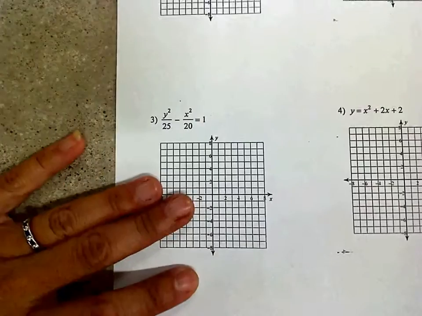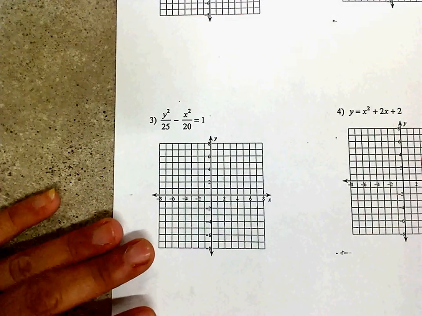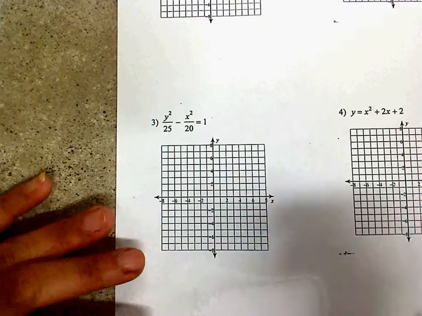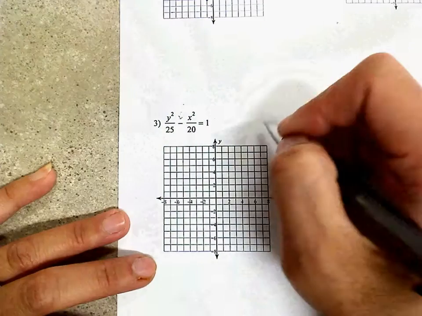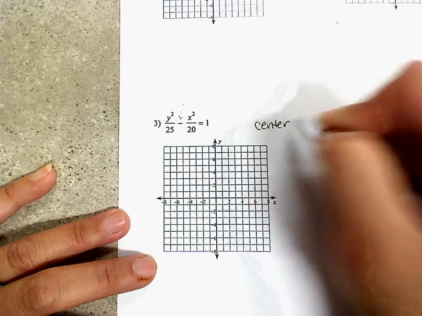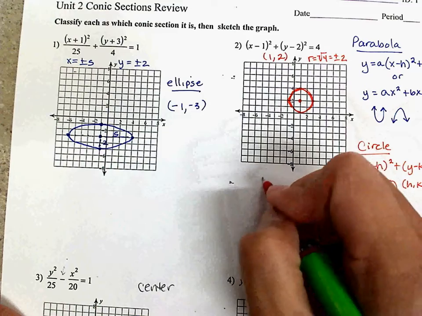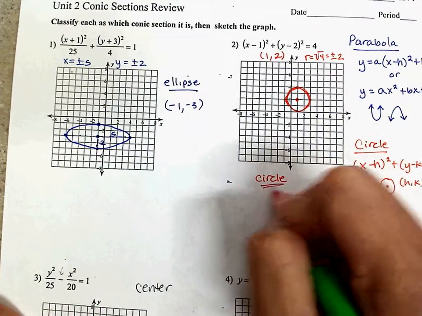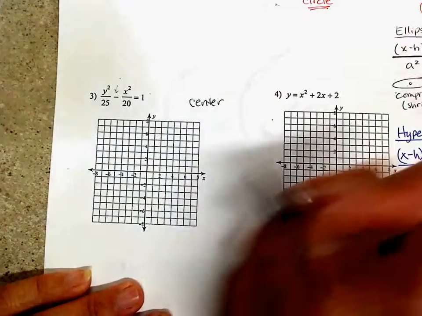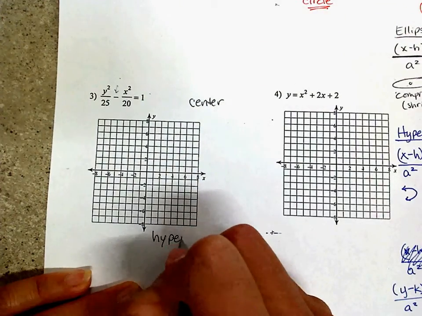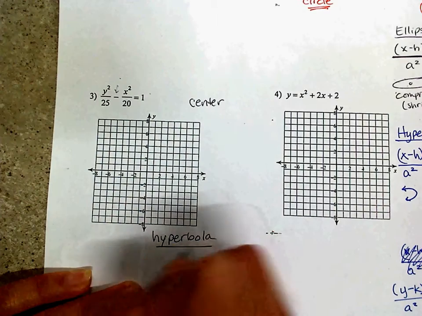Number 3. This one here is your hyperbola. Why? Because it has a minus right there. Your center, oh, I forgot to write something. Number 2 is a circle. Sorry, guys. All right. Number 3 is a hyperbola. So let me write that. It's a hyperbola.